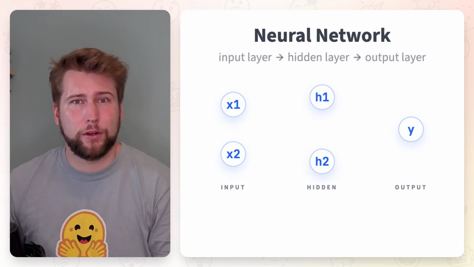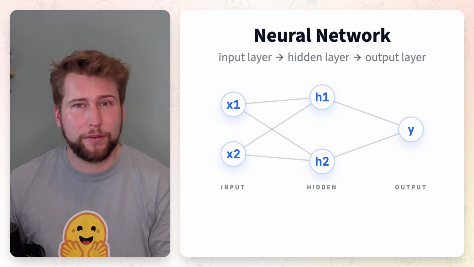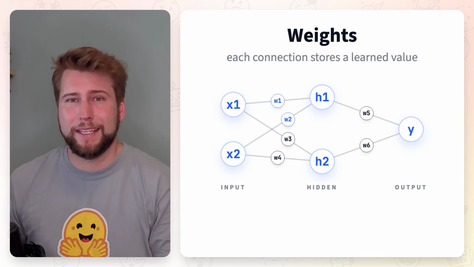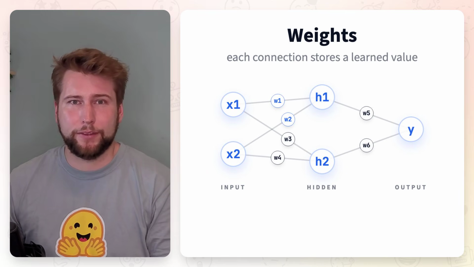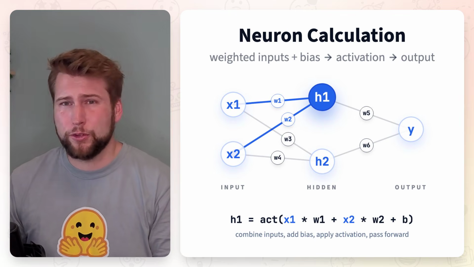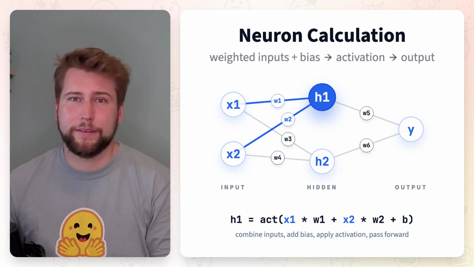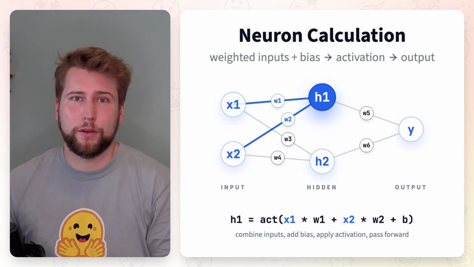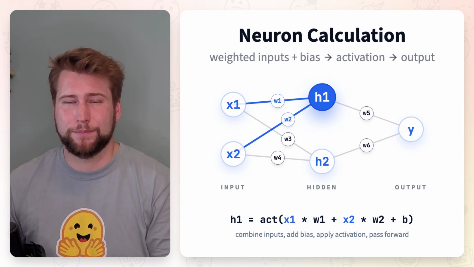If we look at a neural network, we often have an input layer, one or more hidden layers, and an output layer. The connections between neurons each have a value attached to them, and that value is called a weight. Each neuron combines its inputs using those weights, usually adds a bias, applies an activation function, and passes the result forward. During training, the model adjusts those weights and biases to reduce errors and improve its predictions.